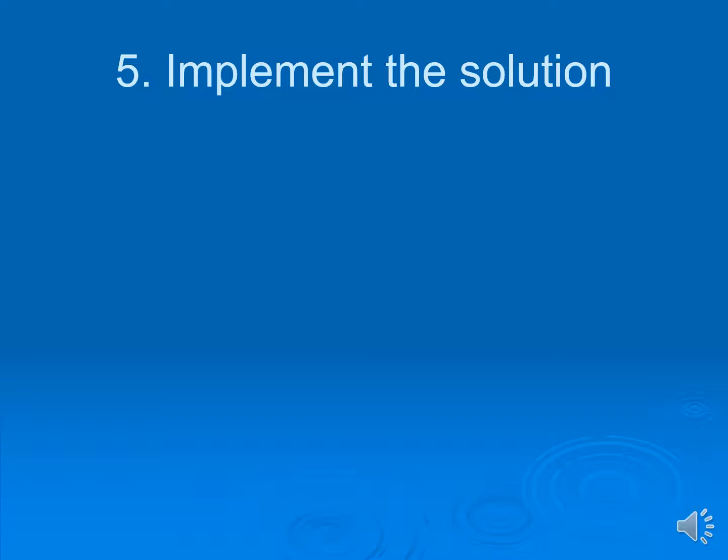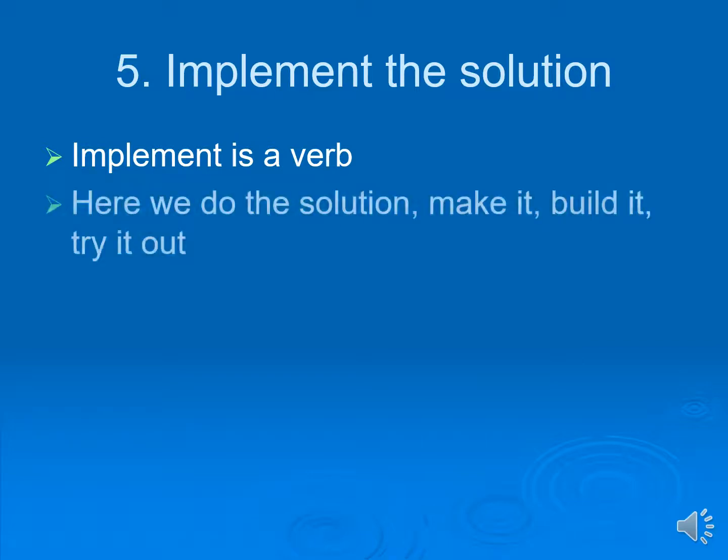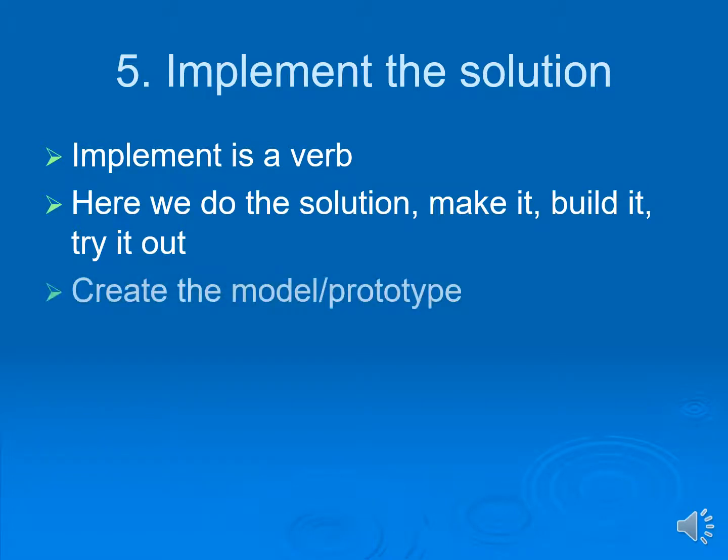Now we have to implement the solution, put the solution into action. Remember, implement is a verb. A verb is a doing word. That's where we do stuff. Here we do the solution, make it, build it, and try it out. This way we create a model, a replica, a copy, of what you want to make.